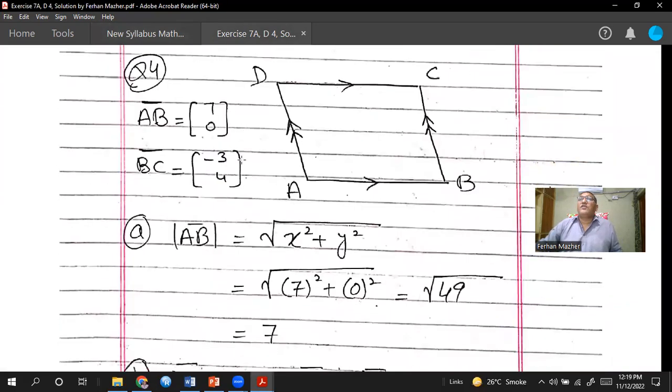So question number 4 is showing up on your screen. The AB is given, which is 7, 0. So the magnitude of the AB is questioned. That's the A part. The formula is the square root of the x square plus y square. So it will be 7 square plus 0 square. It will be 49, a square root of the 49, and that will be 7. So it means the length or the magnitude of the AB is 7. Okay, so that's the A part.